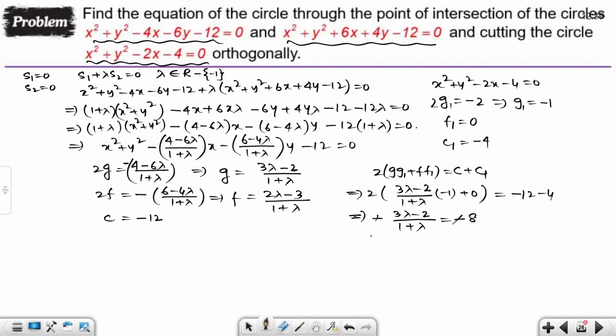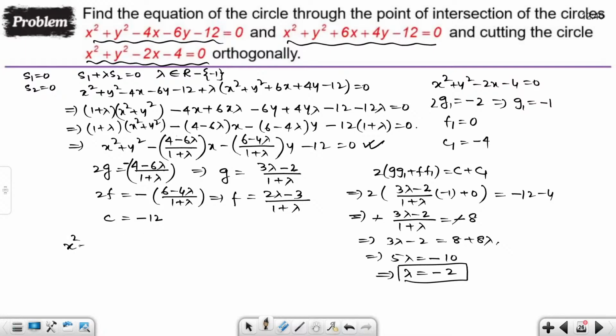Minus minus goes off. So it's 3 lambda minus 2 becomes 8 plus 8 lambda, correct? So we are having 5 lambda equals to minus 10. So that gives us lambda is minus 2. Got it? So we got lambda is minus 2. Then what will be the equation of the circle? Let me put it here to get the equation of that circle.